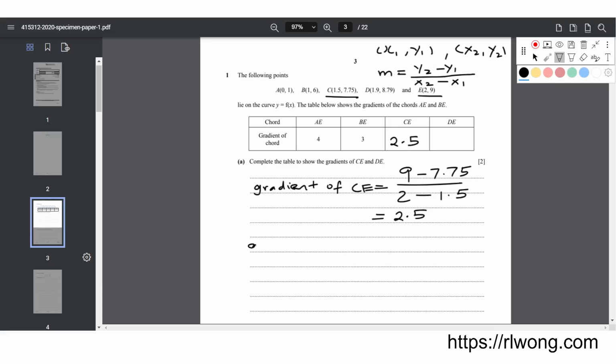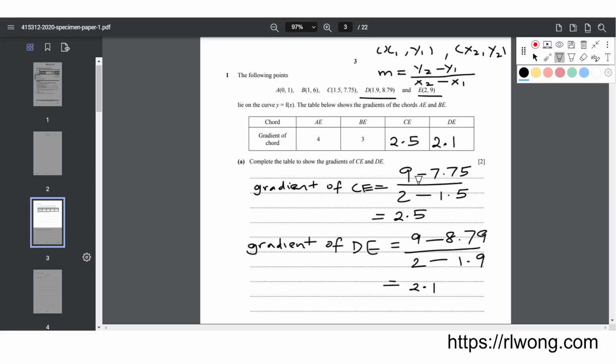Next, let's find the gradient of DE. Again, I have point E, but now instead of point C, I have point D. To find the gradient, I'll just use this formula here. So 9, 2, then 8.79 here, and then at the bottom 1.9. You're allowed to use a scientific calculator, so I'll use the calculator to evaluate this, and I get a value of 2.1.